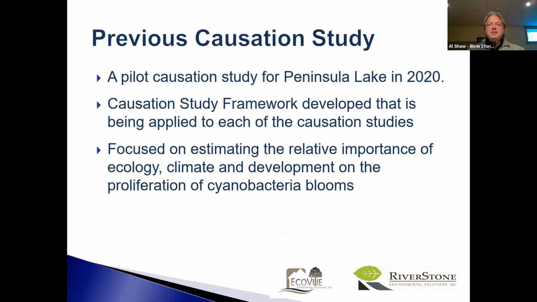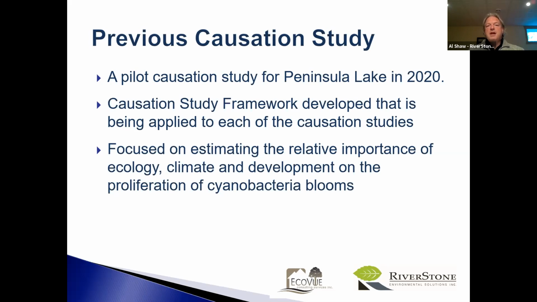Hutchison Environmental Sciences completed an initial causation study on Penn Lake in 2020. I'm sure you're aware of that. And this included a great deal of public consultation. And what they did was review existing and newly collected water quality data. But they also developed really a framework that the other causation studies, such as the one for Leonard Lake here, were going to use as the basis for their investigation.